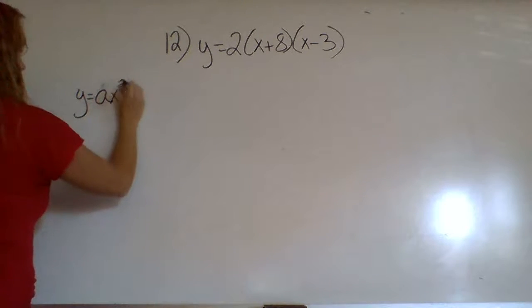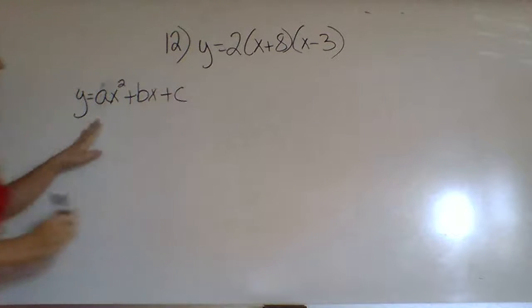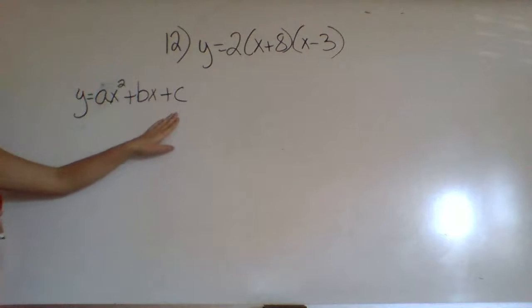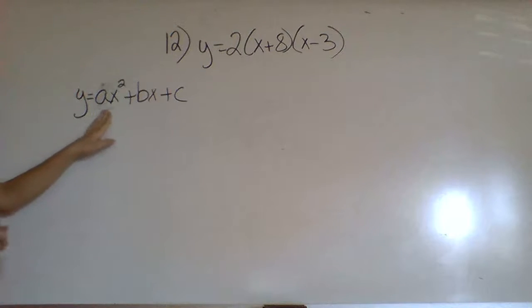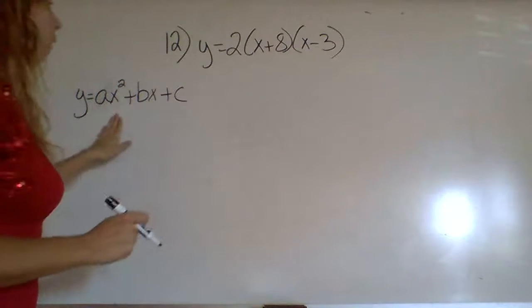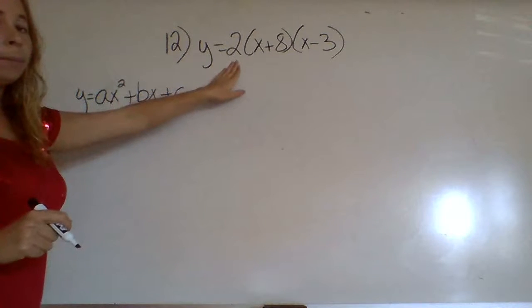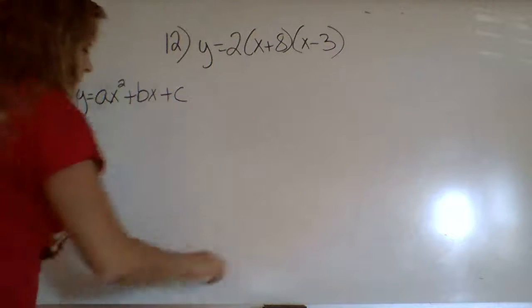ax squared plus bx plus c. That's your standard form. Okay, that's your trinomial. That's your standard form of a quadratic equation. So to get there from factored form, you just FOIL everything, multiply everything.